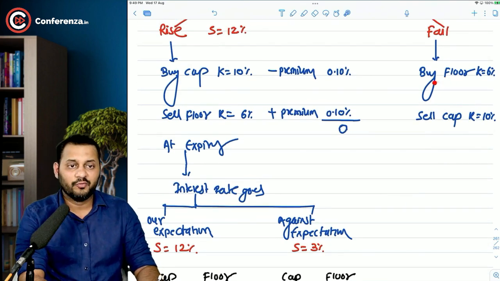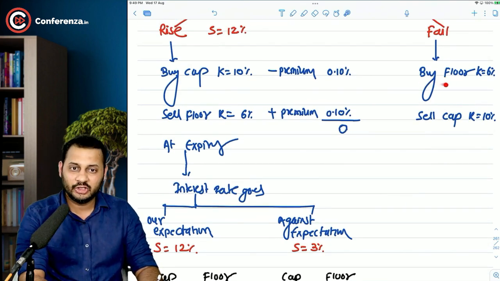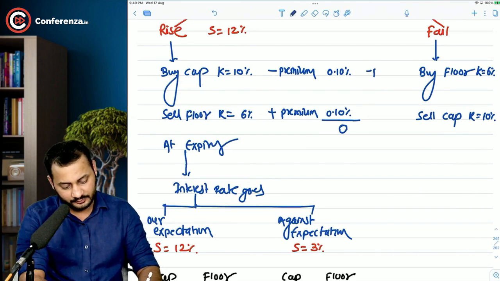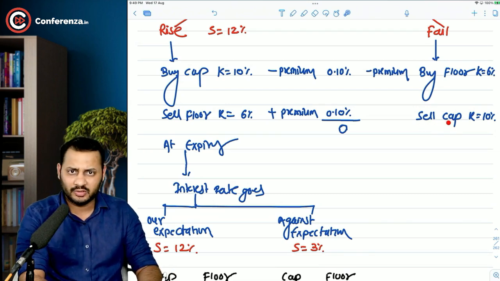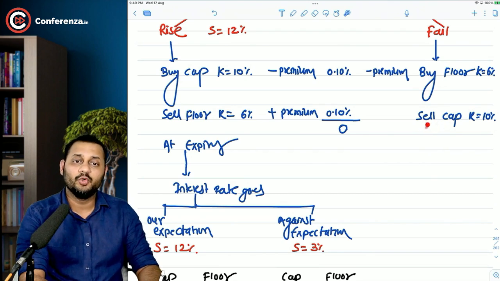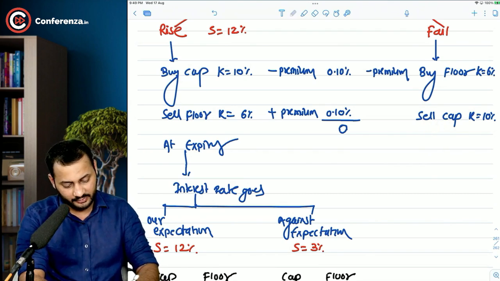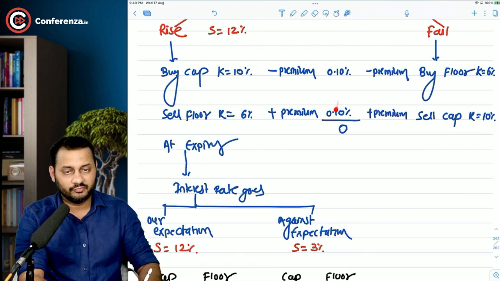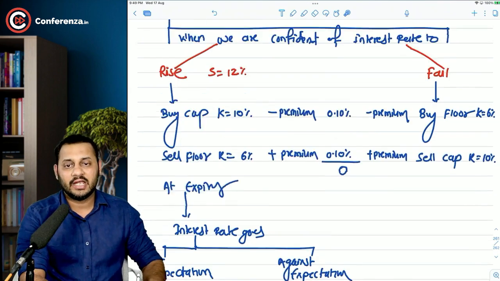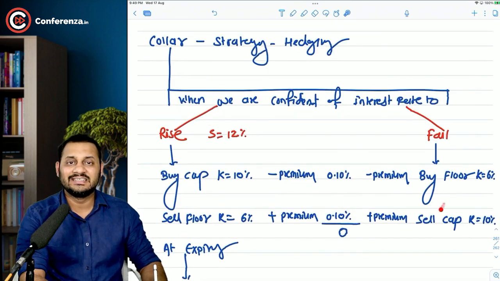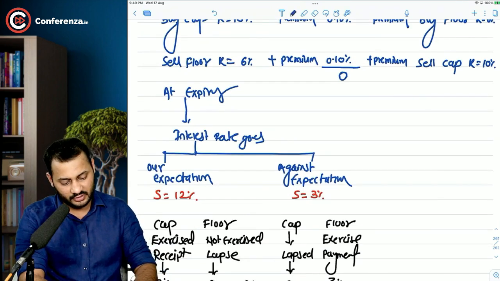You have bought a floor option. You are the buyer of the option. You will pay the premium. And in this case, you are the seller of the option. Doesn't matter which option you are buying or selling, if you are the seller, that means you will receive the premium. The premium will be an inflow for you. Let's say the premium for both is 0.10%. Again, it will come to 0. This type of collar is called a zero cost collar.